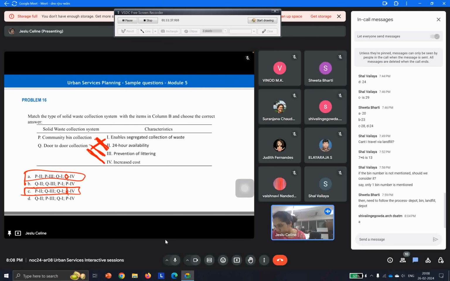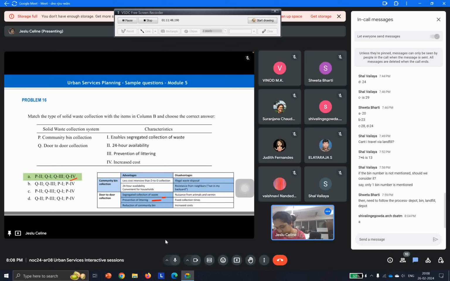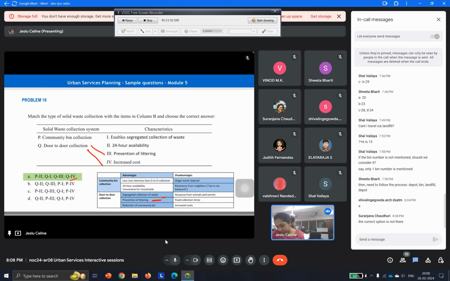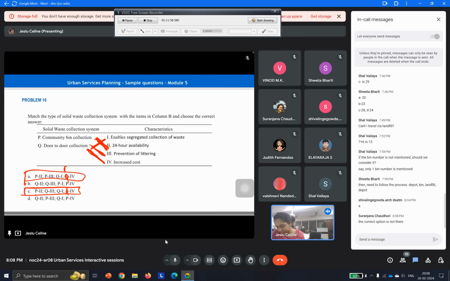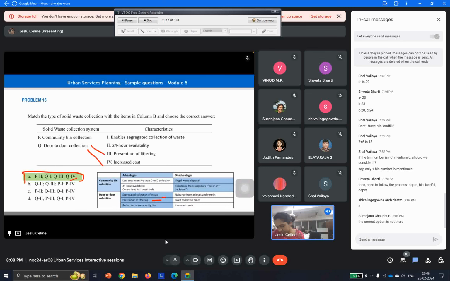One minute. P is 24-hour available. And this one is, okay, there's something: segregation, prevention. One minute. Door to door collection. Q has got all the three, and P. Okay, yeah, so I was right. Q has got all the three, and so here the options have been written wrongly. It was written P, that's why the confusion. So this is the answer. The correct option was not there, so there was a mistake in that question. I think in the previous one there was a small typing error. Q has got all the three, and P is two.